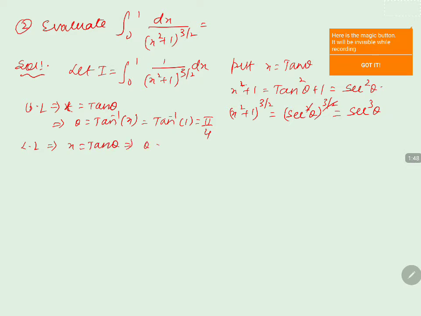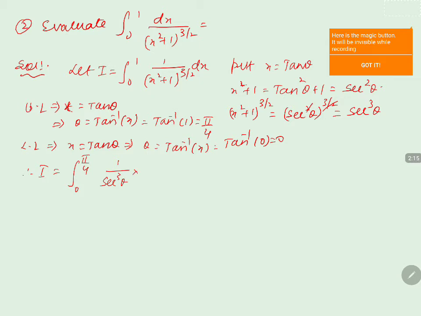Now coming to the lower limit, x is equal to tan theta, then theta is equal to tan inverse of x. In the place of x, we will substitute 0. Tan inverse of 0 is equal to 0. Therefore, I can be written as the integral from 0 to pi by 4 of 1 by (x square plus 1) whole to the power of 3 by 2, which is nothing but secant cube theta, into dx.